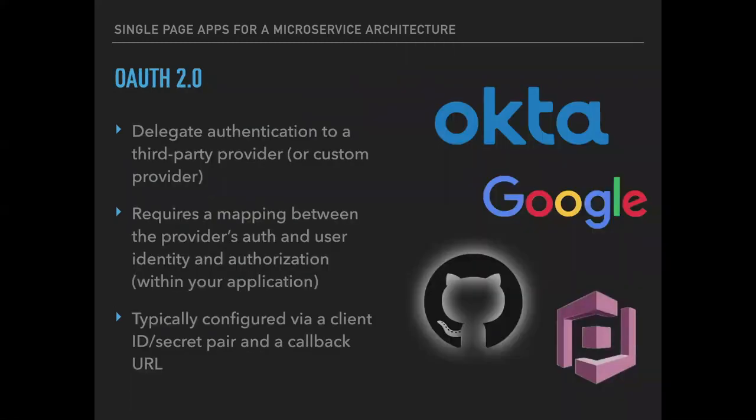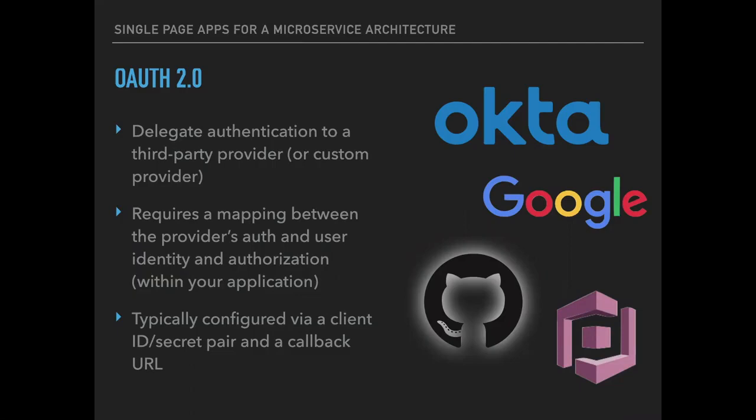Now, OAuth 2 is a little bit different. It still makes use of JWT typically, but with this approach, the actual authentication is being done by some third party. So that could be Google, it could be GitHub, it could be Amazon, it could be Okta or some other provider. And so in this case, you have to have some sort of a mapping between the identity of the user that comes back from the authentication provider.